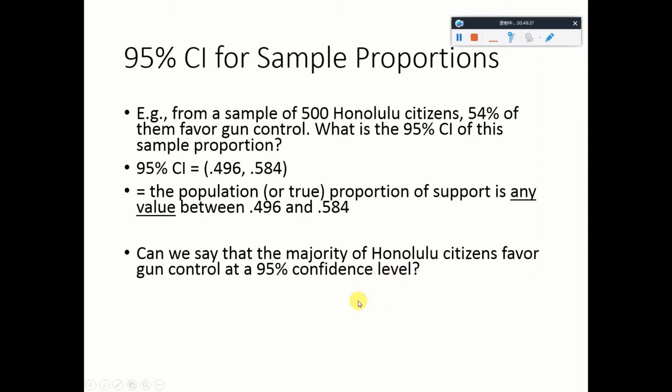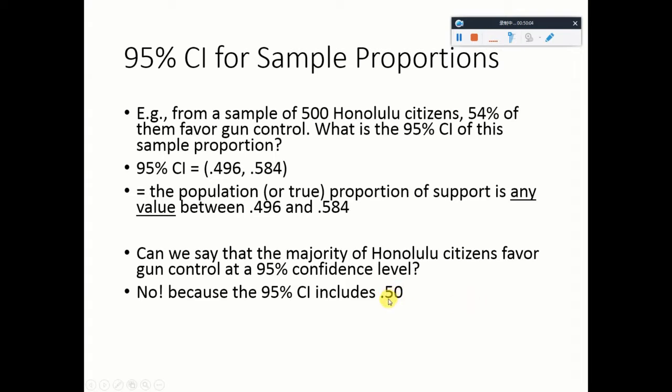Okay. Well, you should pause here to think about it for a while before listening to my explanation. The answer is no, right? And the reason to say no is because this confidence interval includes 50%, or includes 0.5, right?